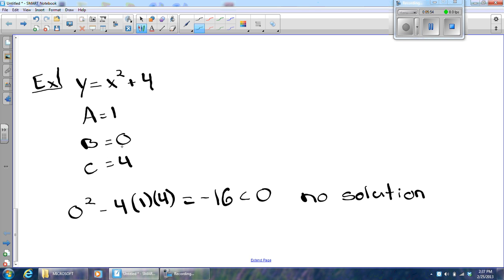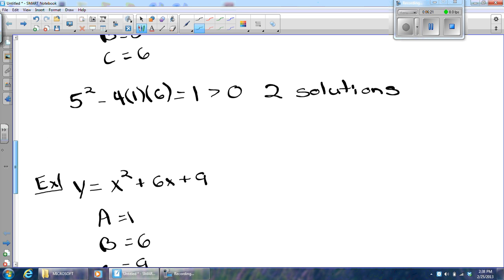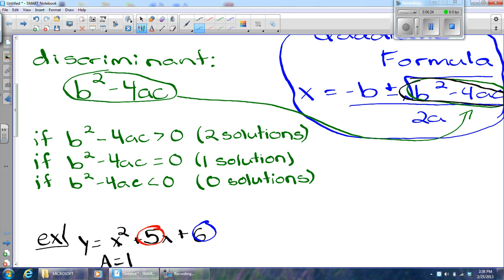So quick overview. To find our A, B, and C, our A is the coefficient for the x squared term, our B is the coefficient for the x term, and our C is the constant. We plug that into our discriminant, which is B squared minus 4 times A times C. And if we go back to the top here, if that number is greater than 0, we have 2 solutions. If that number is equal to 0, we have 1 solution. And if that number is less than 0, then there are 0 solutions.